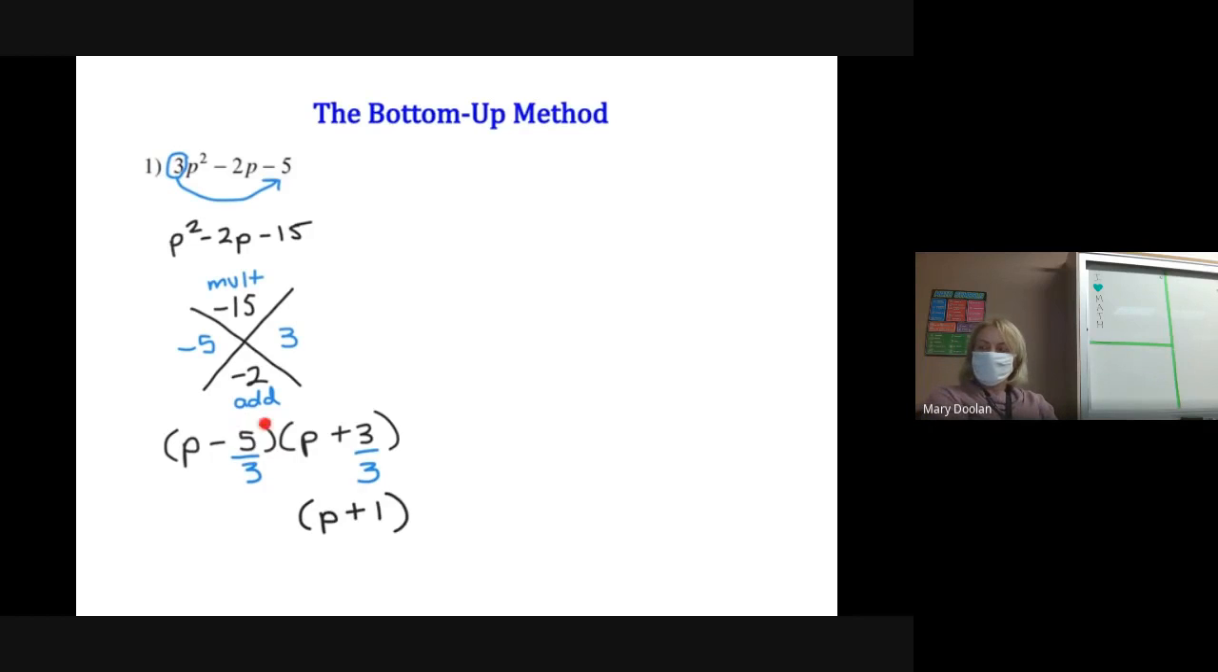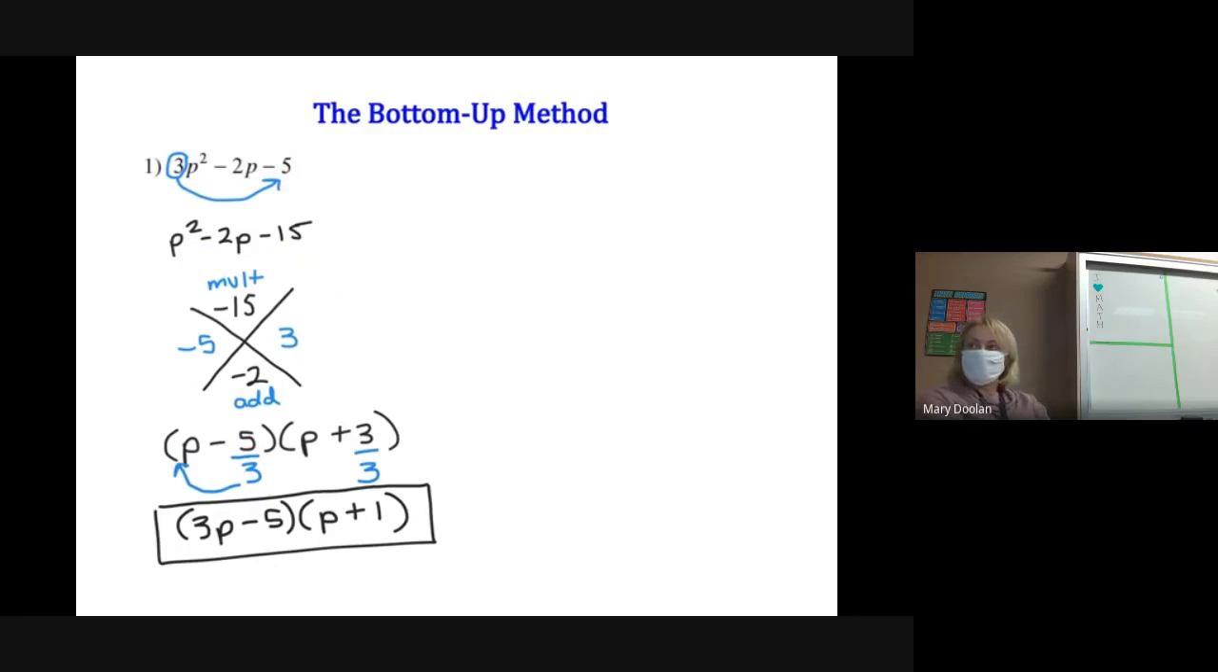However, if you have something that cannot be further simplified, like 5 over 3, this is where the name bottom up comes from. We take our bottom number and we bring it up in front of the p. So 3p minus 5. And those are the two factors. So once again, if you see a coefficient other than 1 out front, you can't go straight to magic x. However, if you use this bottom-up method of multiplying it away and dividing it back out later, in that middle step, you can use magic x.